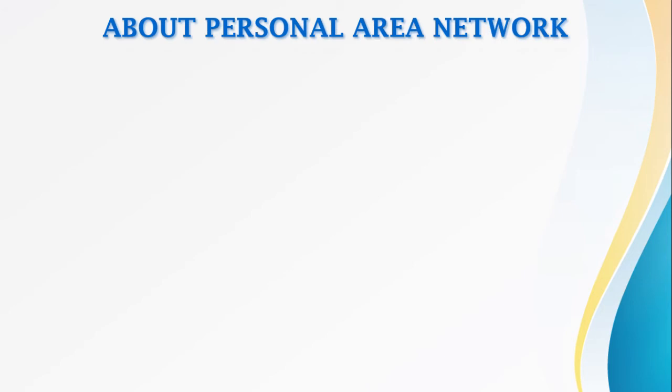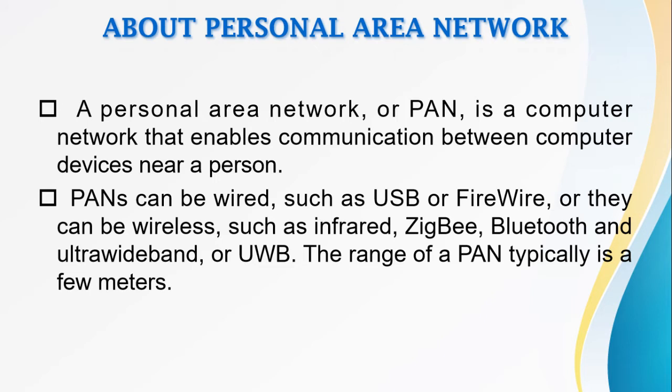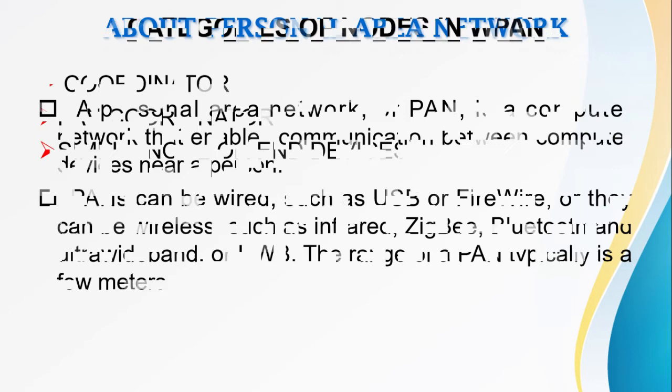Now, about personal area network. A personal area network or PAN is a computer network that enables communication between computer devices near a person. PANs can be wired, such as USB or FireWire, or they can be wireless, such as infrared, Zigbee, Bluetooth, and ultra-wideband. The range of a PAN typically is a few meters only.